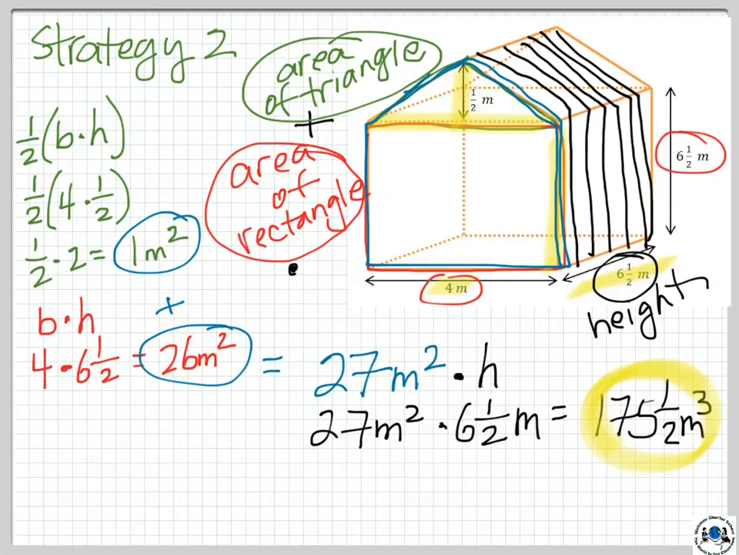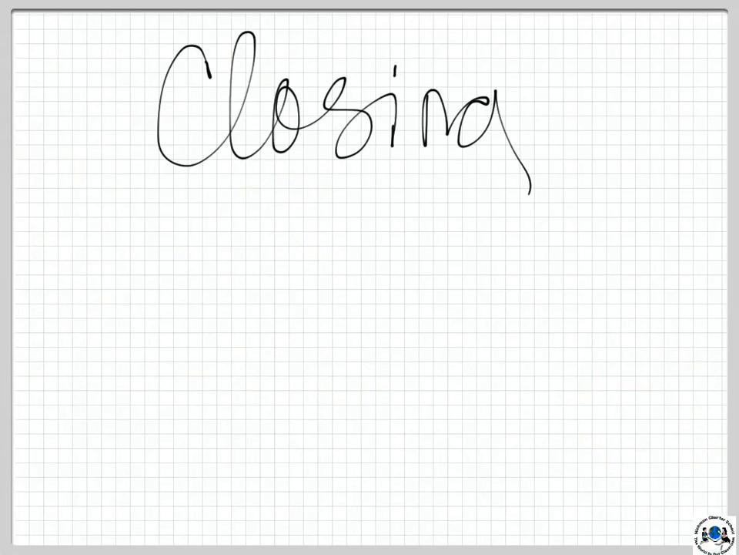Again, like we had done before, we've found the area of one section of the flat face, or the base, of this pentagonal prism, and then we've multiplied it by the height. We've cut it into pieces, 6.5 meter high pieces, and that's what we've done there.